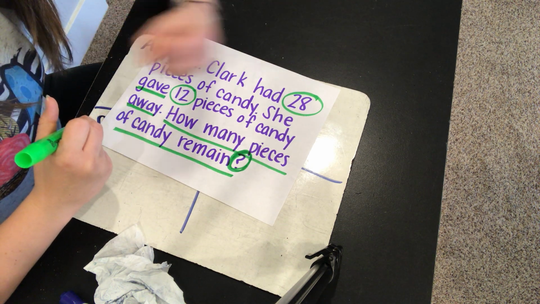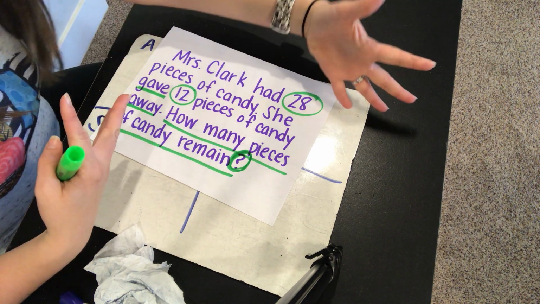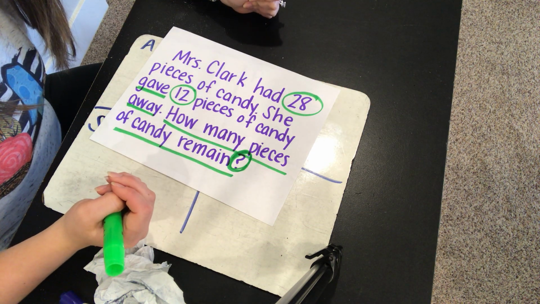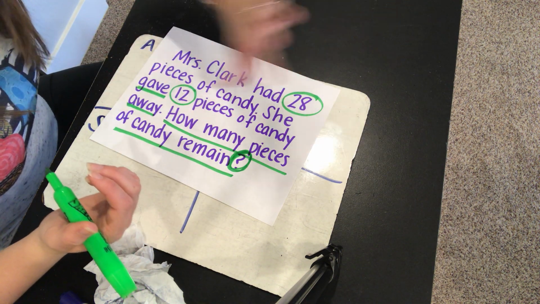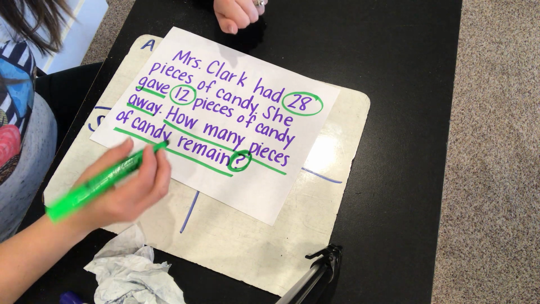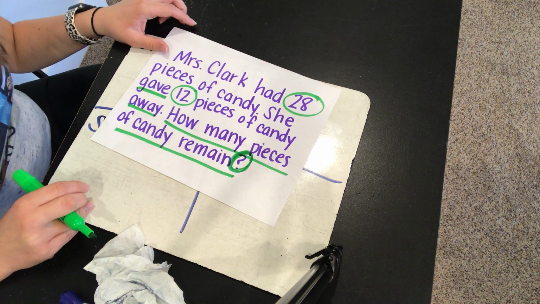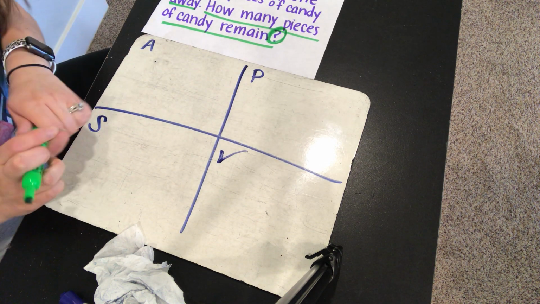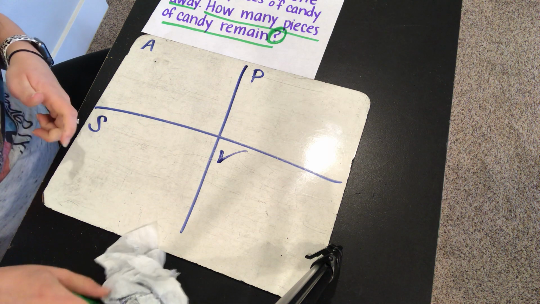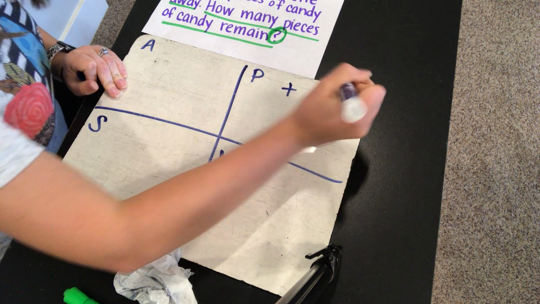If Mrs. Clark is giving away candy, is she adding to what she has or taking away? I'm taking away. If I'm giving away candy, I'm not getting more. I'm actually getting less because I'm giving it away. So these words here help me to know that I need to subtract to get the answer here. Okay. So we just analyzed the problem. Now let's plan how we're going to solve it. Let me put my plus sign and minus sign here.